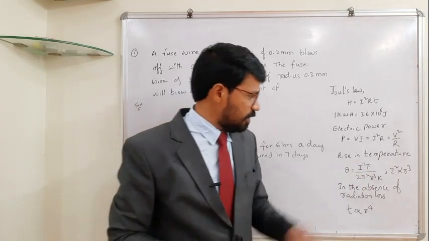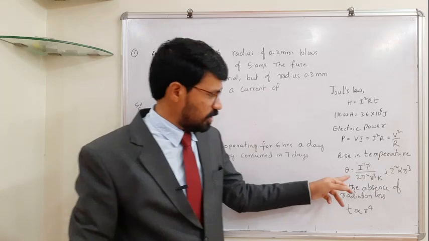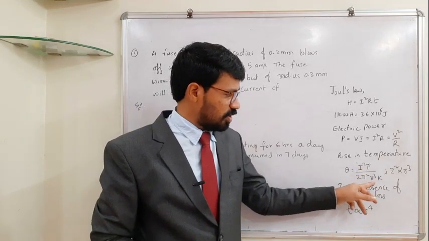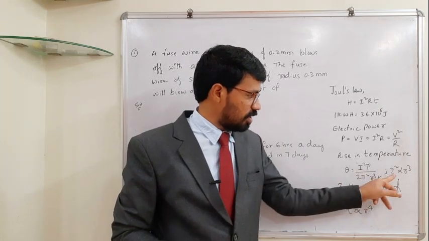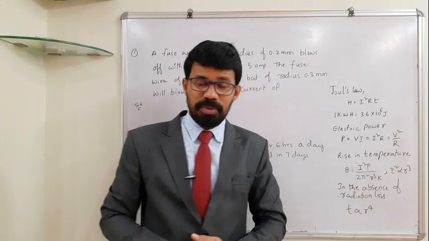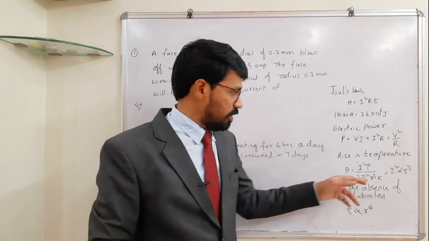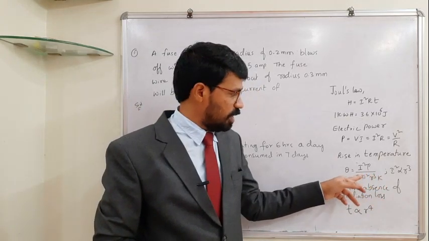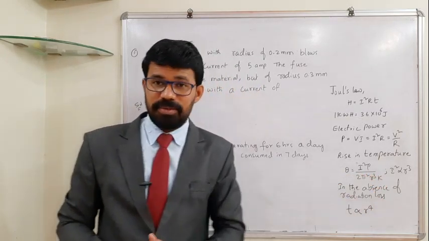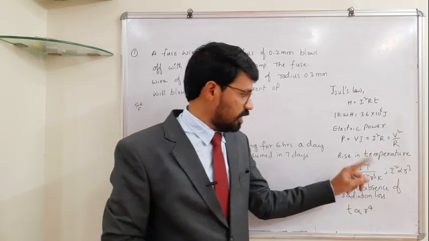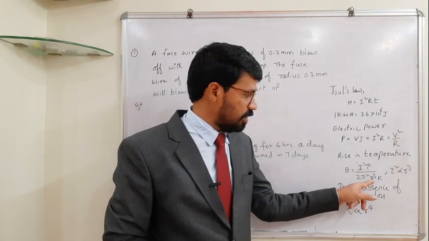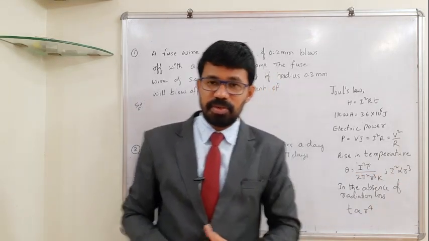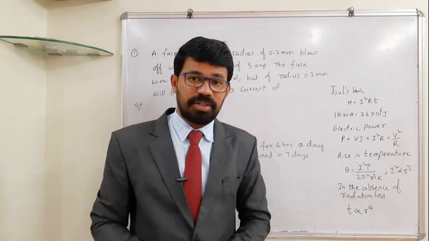Further, we have dealt with rise in temperature. This is the expression for rise in temperature: theta is equal to I square rho by 2 pi square r cube k, and from this equation you can write the relation I square is directly proportional to r cube. Here the rise in temperature depends on the radius of the wire, provided the current is the same. So I square is directly proportional to r cube. That's the relation between I and r.